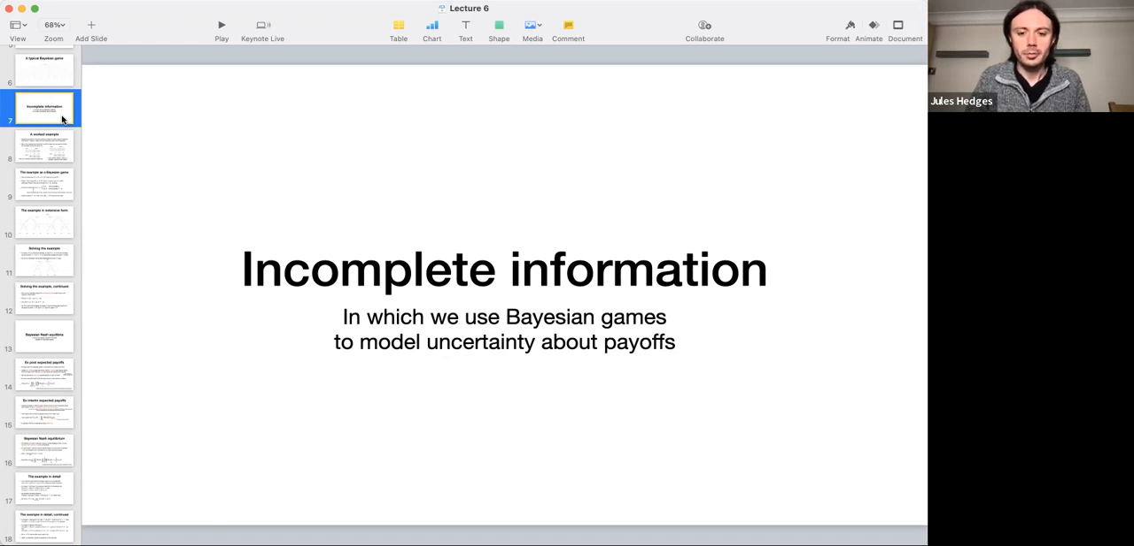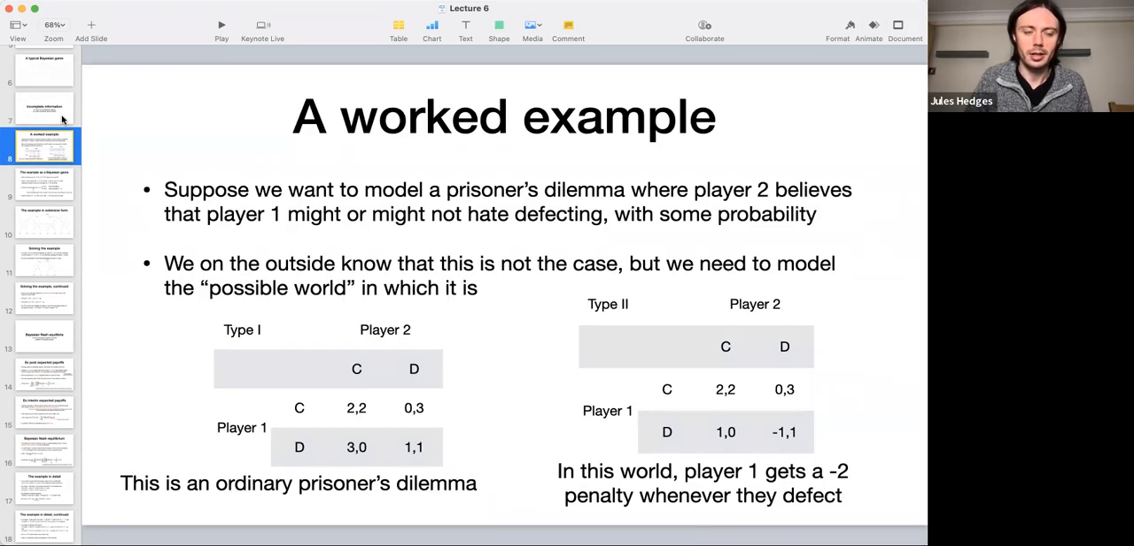So in the last video, we saw Bayesian games for the first time, and I told you that the idea behind Bayesian games is that we're going to model incomplete information about payoffs, let's say uncertainty about payoffs, but I didn't give you any actual details of how to do that. So let's see how this works. So here's a kind of baby example.